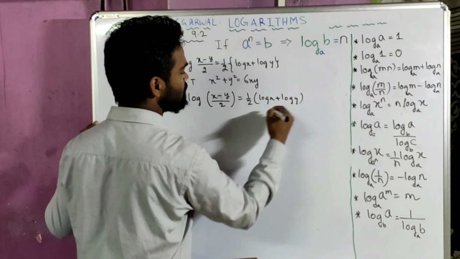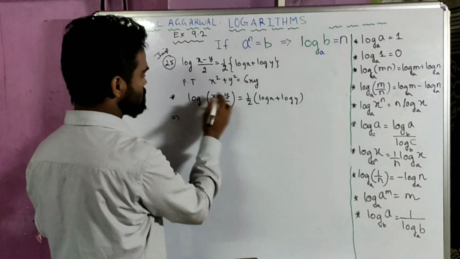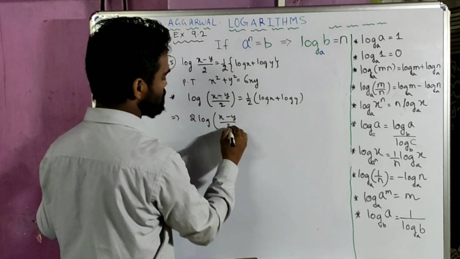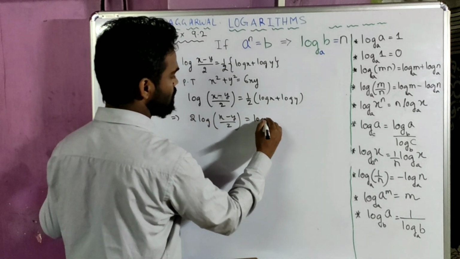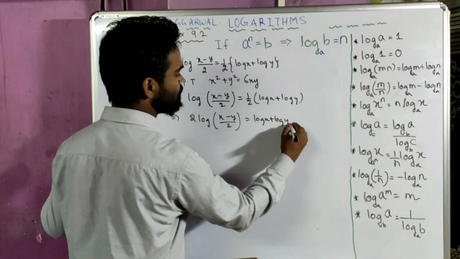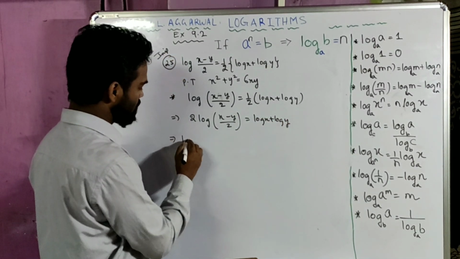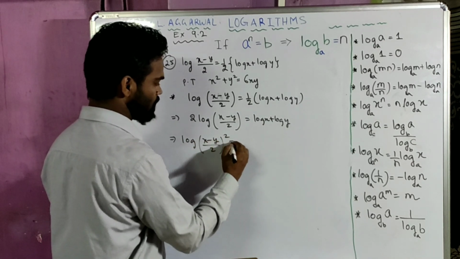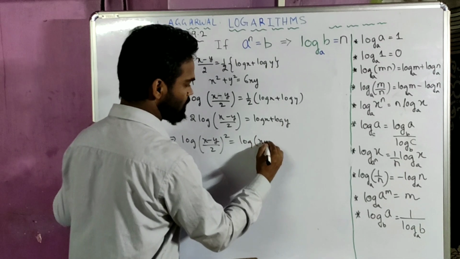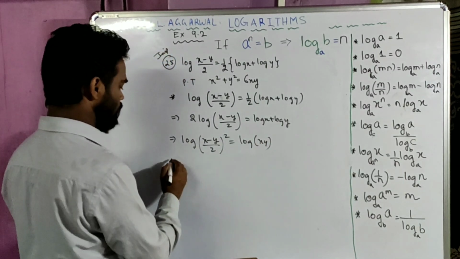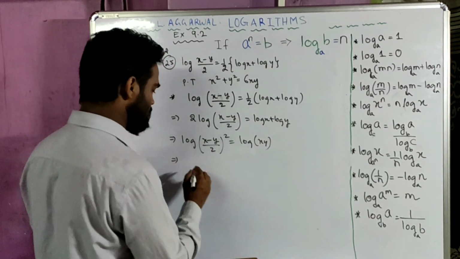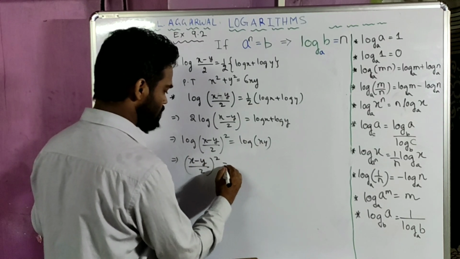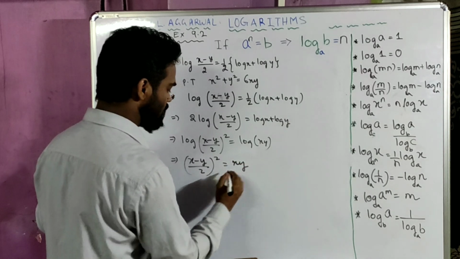Given is log of (x minus y) by 2 is equal to half (log x plus log y). Now we can write this as, this 2 comes over here, 2 log of (x minus y) by 2 equals log x plus log y. Look carefully. So this we can write as log of ((x minus y) by 2) whole square equals, and this is definitely log xy. Now we can equate log a equals log b, we can equate a and b. So ((x minus y) by 2) whole square is equal to xy.